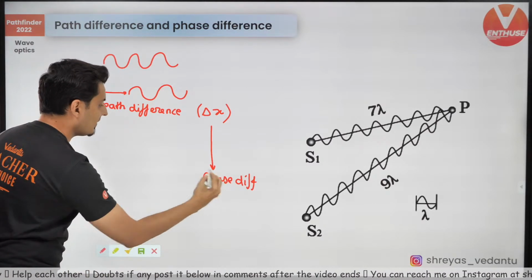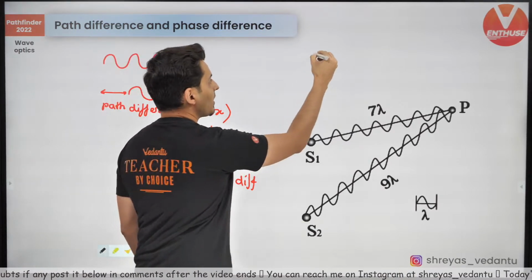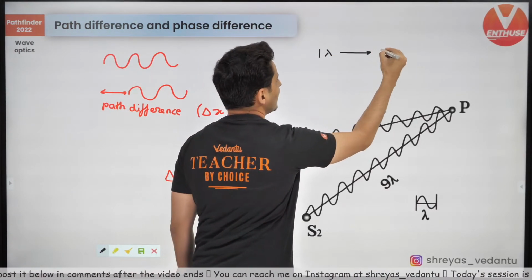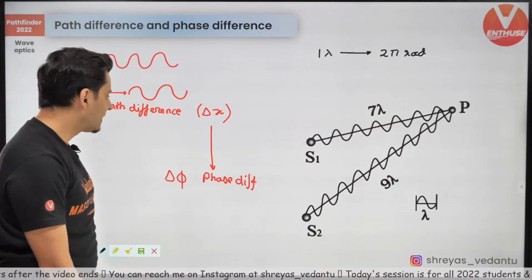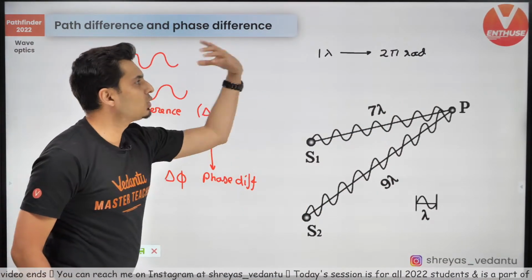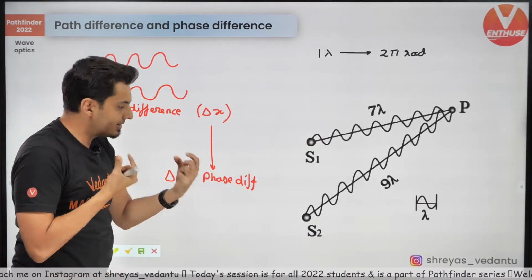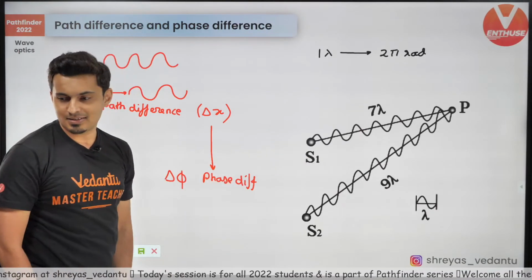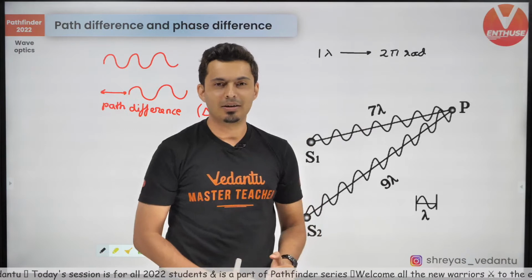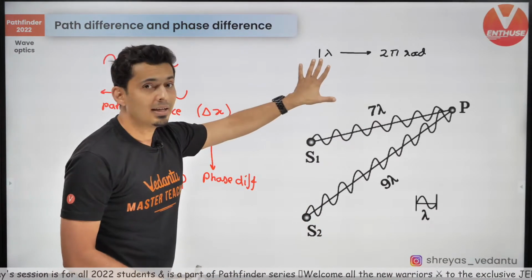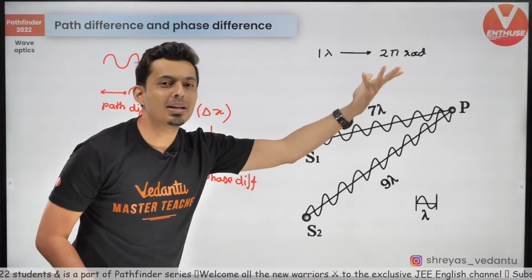What's the symbol for phase difference? It is delta phi. And we all know one wavelength is nothing but 2 pi radians. So now think, if one wavelength is 2 pi radians, delta x distance or difference will be how many radians? Simple, unitary method. Come on, my warriors. One wavelength is 2 pi radians. So delta x is how many radians?